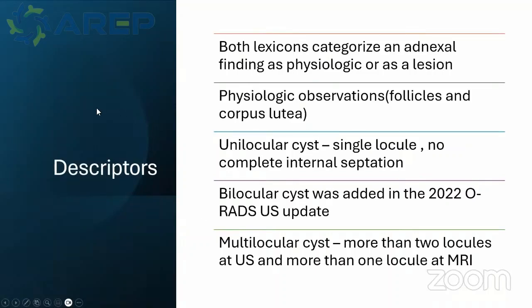So both MRI and ultrasound O-RADS have lexicons that categorize an adnexal finding as physiologic or as a lesion. Physiologic observations in both ultrasound and MR include follicles and corpus luteum. Other than this, all the rest of the ovarian adnexal lesions are classified as lesions. Unilocular cyst is a term included in both modalities. The term bilocular cyst was introduced in the 2022 ultrasound O-RADS update. And a multilocular cyst is one which has more than 2 locules in ultrasound and more than 1 locule in MRI.